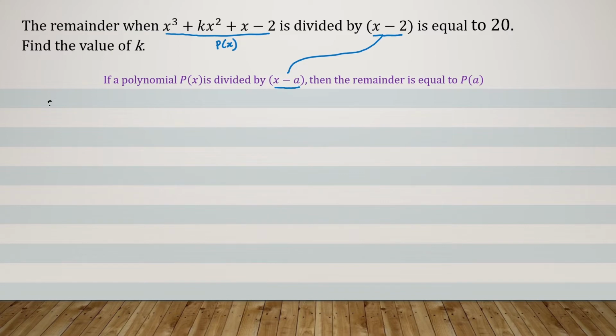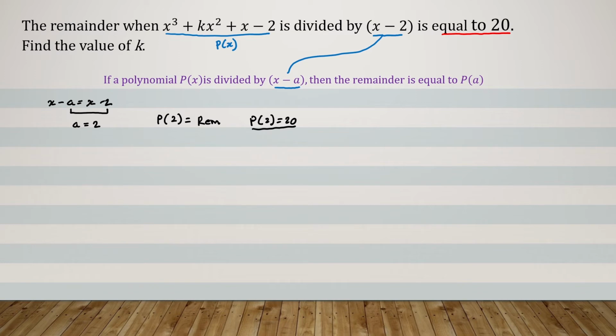So we'll write that as x minus a equals x minus 2. So you can see here that a will be equal to 2. Therefore, our remainder will be equal to p(2). From the question, the remainder is already given. The remainder is 20. Therefore, you can write p(2) equals 20. If you solve this equation, you can find k.